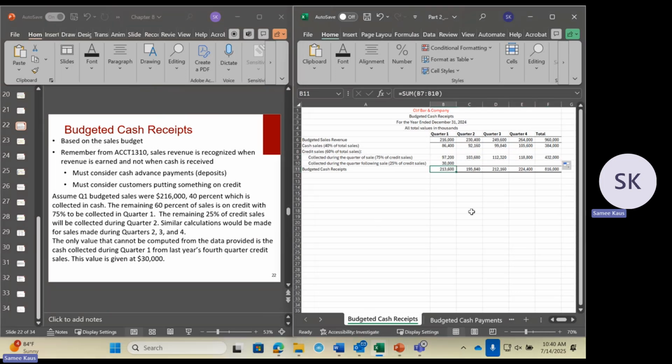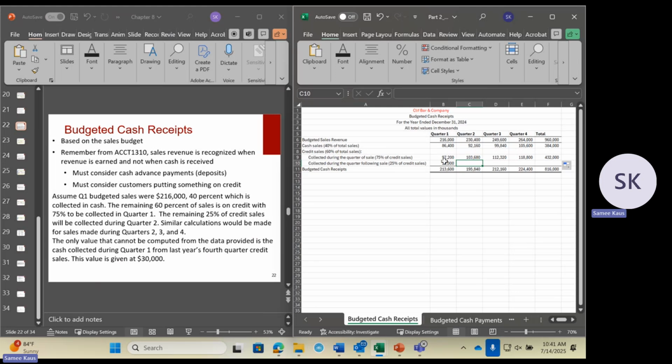Okay, so here the only value that we couldn't compute is this 30,000 right here. And why could we not compute that? Well, we couldn't compute that because it would be based off of what? Q4 of the prior year, and we don't have that information. So we're just plugging in 30 as a given value.